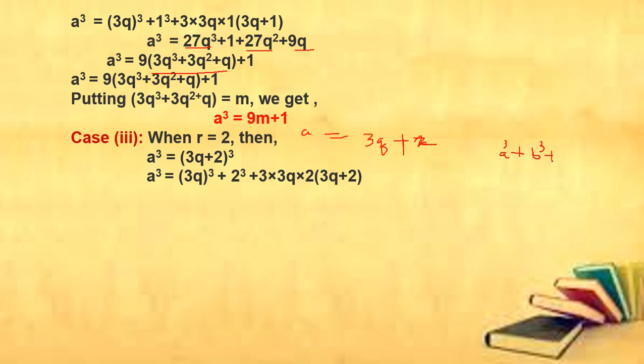plus 3ab, and inside the bracket it is (a plus b). Now this identity we are using here, and by putting the values of a and b, we will open the brackets, and 3ab will be multiplied with (a plus b). Now (3q plus 2) whole cube is (3q) whole raised to the power 3 plus 2 cube plus 3 into a into b, that is 3 into 3q into 2, and next inside of the bracket (3q plus 2).